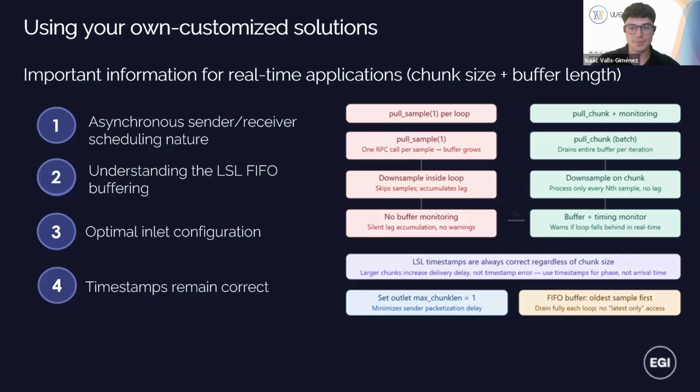It is recommended to always have this timing monitor. And as a final reassurance, the timestamps always remain correct. Regardless of the chunk size or delivery delays, the timestamps on each sample are always accurate. So even if there's some variability, you can always trust your post-hoc offline analysis, which is what Lab Recorder then handles for you.